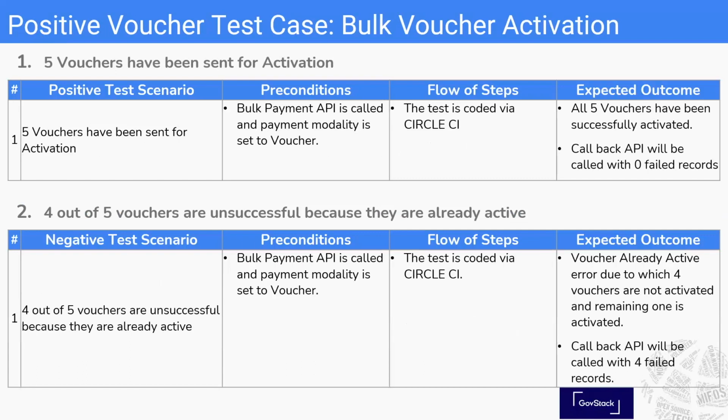A negative scenario for this would be, let's say, a request for 5 voucher activations has been sent out. 4 of them are unsuccessful. Why? Because they were already in an active state. One of them is activated because that was inactive. So the voucher activation API would only work if the vouchers were not previously in an active state, and if they were not in a cancelled state or an expired state, only then could they be activated.